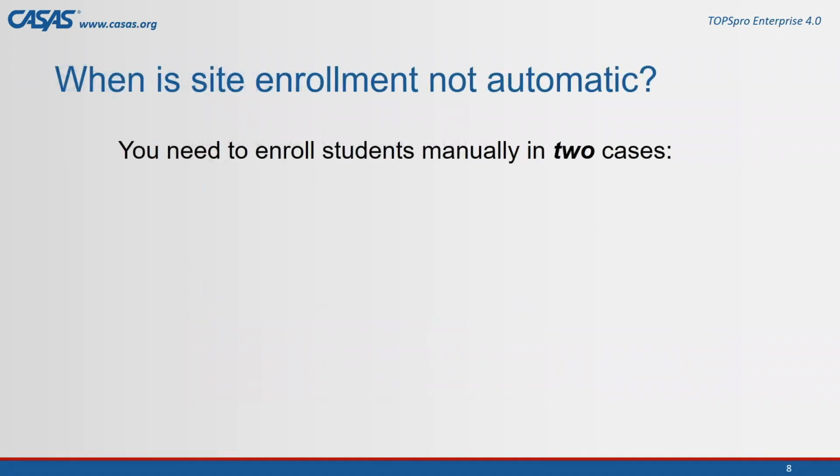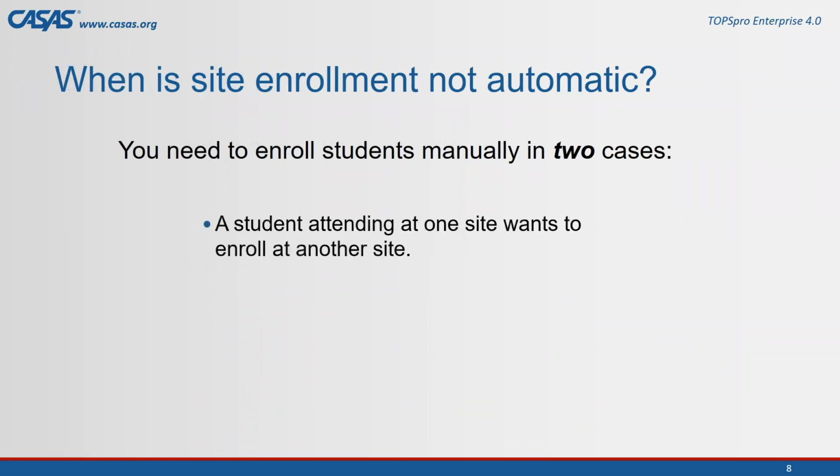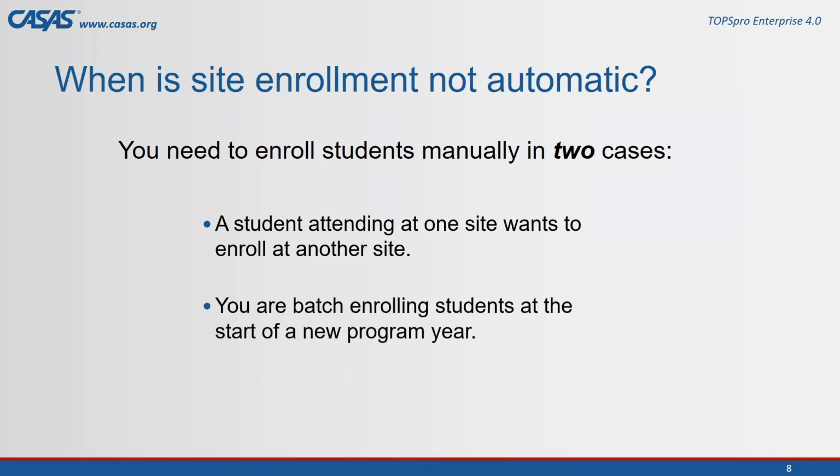When is site enrollment not automatic? Well, there are two cases in which you would enroll a student manually into a site. One, because a student attending one site wants to enroll at another, and two, because you are batch enrolling students at the start of a new program year. But in the second case, there's an automatic method that may apply using the proxy wizard. We'll introduce this when you're closer to the new program year.